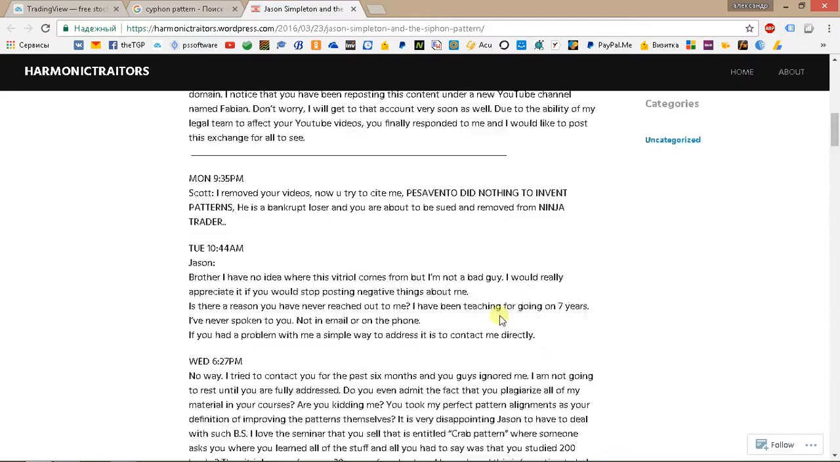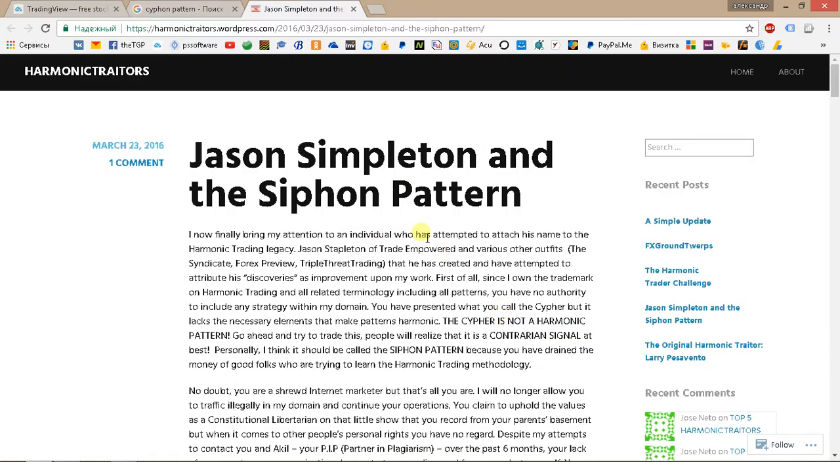Well, yes, that's why Mr. Scott Carney cannot say that Trading Powered has somehow stolen his intellectual property. A cipher pattern is not a harmonic pattern. It is an advanced pattern formation that was developed at Trading Powered. Okay, the discovery of the cipher pattern belongs to Darren Oglesby.